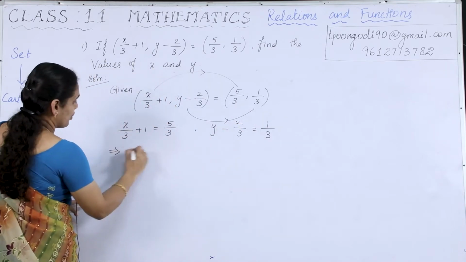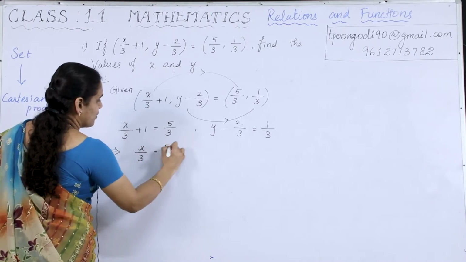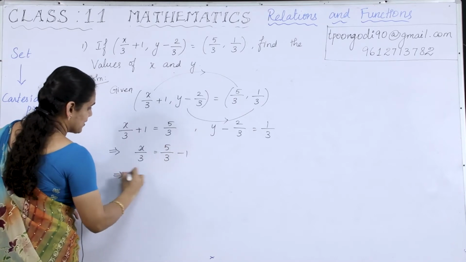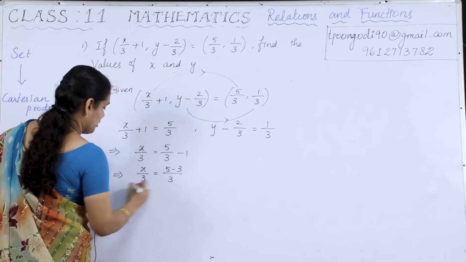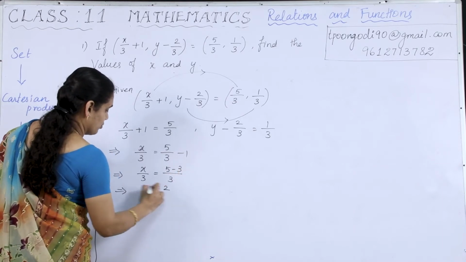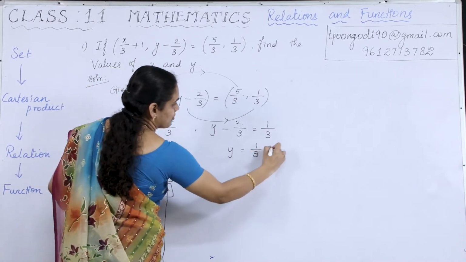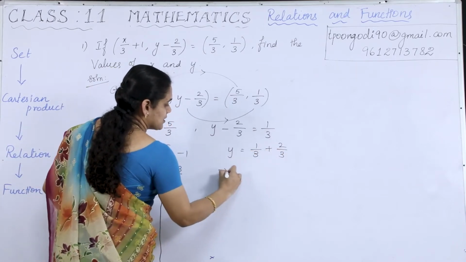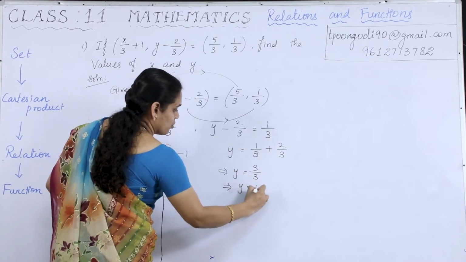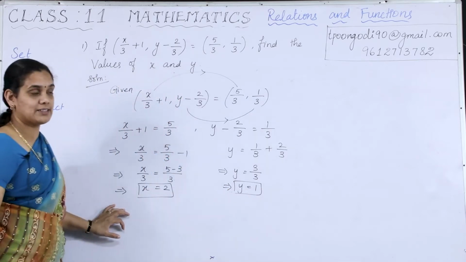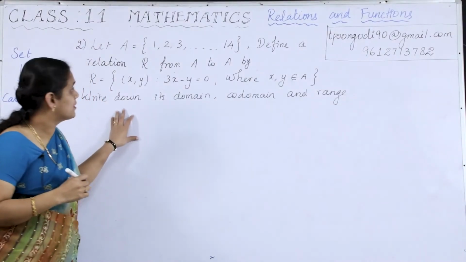So in this case we get x/3 = 5/3 − 1, that is x/3 = (5 − 3)/3, which gives us x = 2, right? And here y = 1/3 + 2/3, that is y = 3/3, which gives us y = 1. So this is how we get the values of x and y. We just have to equate the components. Okay, here is the next question.